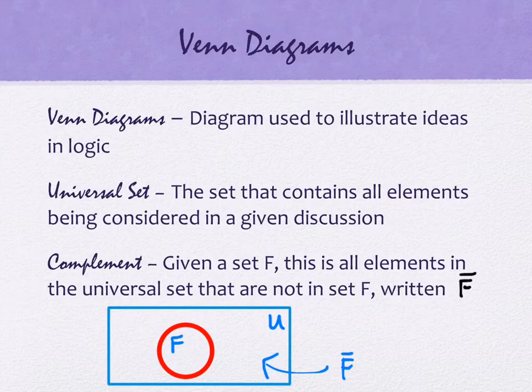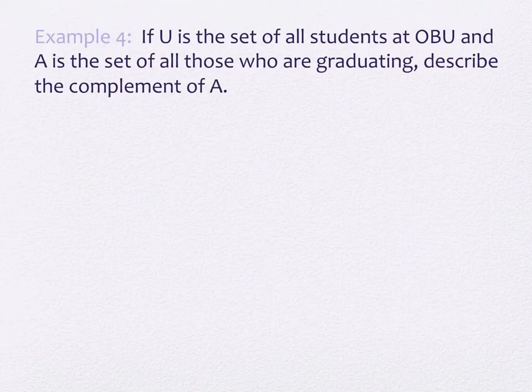I'm going to use another OBU example in my actual example next, okay? But a similar idea. This will be our last example for today. If U is the set of all students at OBU, okay, that's the U I just used, and A is the set of those who are graduating, describe the complement of A. What would the complement of A be?